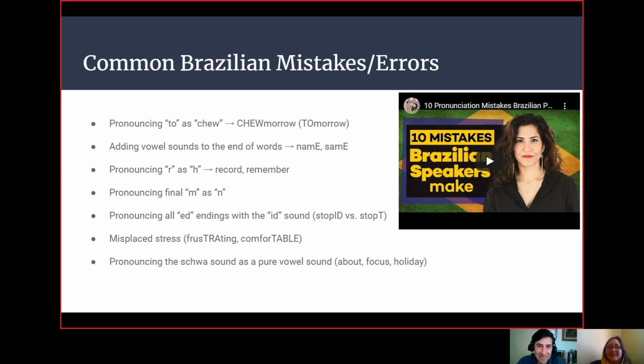ED endings are particularly hard for students. It's very common for students to pronounce all ED endings with the "id" sound when there are three possible ED sounds. So students will often say "stop-id" instead of stopped with the T sound.